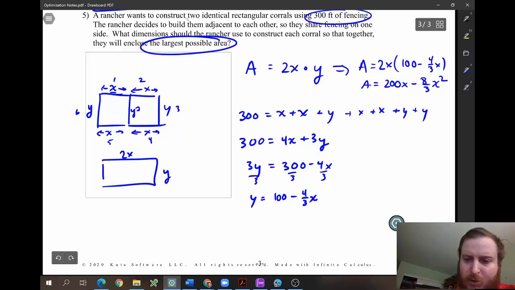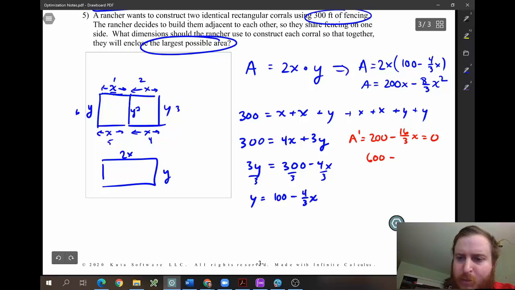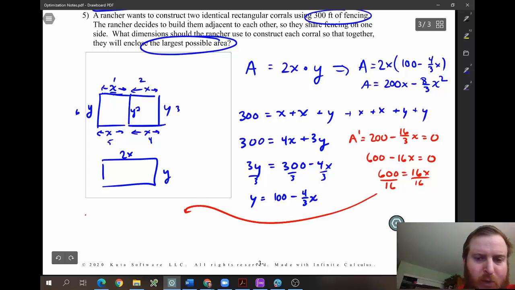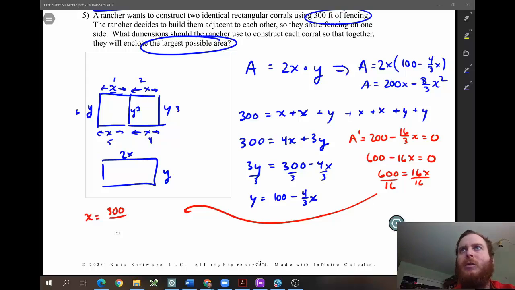So I'm going to go ahead and take the derivative. I'll use another color, do it down here. So the derivative is 200 minus 16/3 x would be equal to 0. I'll multiply everything by 3 to get rid of my fraction. And then 600 is equal to 16x. So we have to divide both sides by 16. And I'm just going to write this over here. That gives us x equals 300 over 8, which is 150 over 4, or 75 over 2.